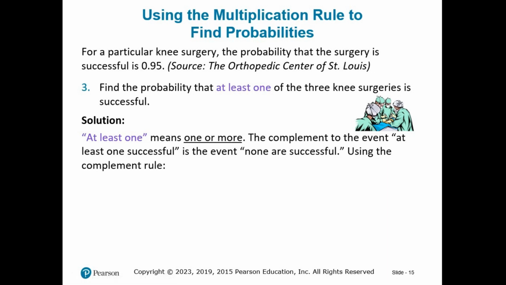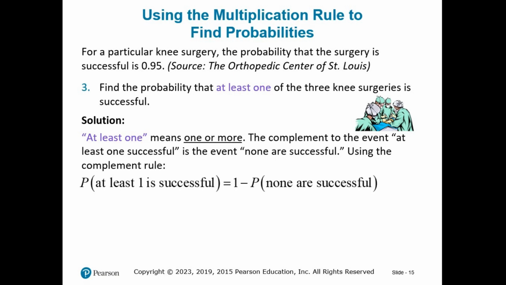We figured out in the last question how to find the probability if all 3 were failures. That would be our first step if this question was by itself. Then we would use the complement rule and subtract that result, which was 0.0001, from 1. That gives us 0.999. So the probability that at least one of the 3 knee surgeries is successful is 0.999.